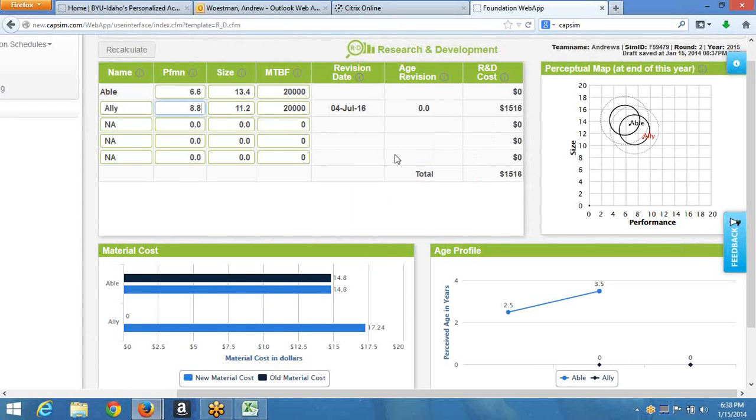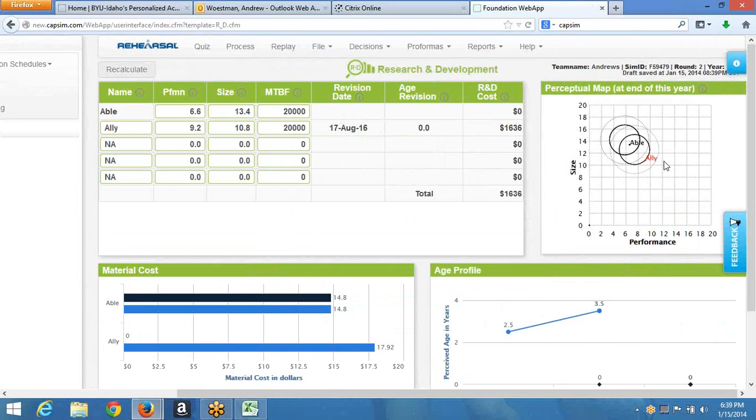So July is the middle of the year. It goes up 0.7 in performance. So if you want to go up half that, then you're going to go up about 0.4 or 0.35. So I'm just going to do 0.4. So I'm going to put her at 9.2 in performance because she's coming out in July. And then the size, I want to go down 0.4. So I'm going to do 10.8 in size. And then I'm going to recalculate.